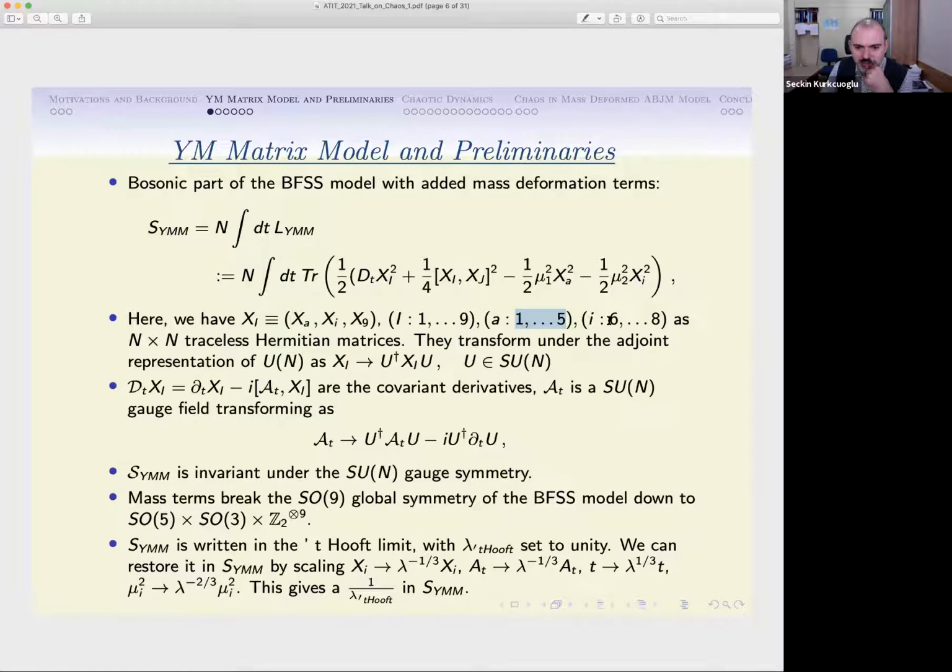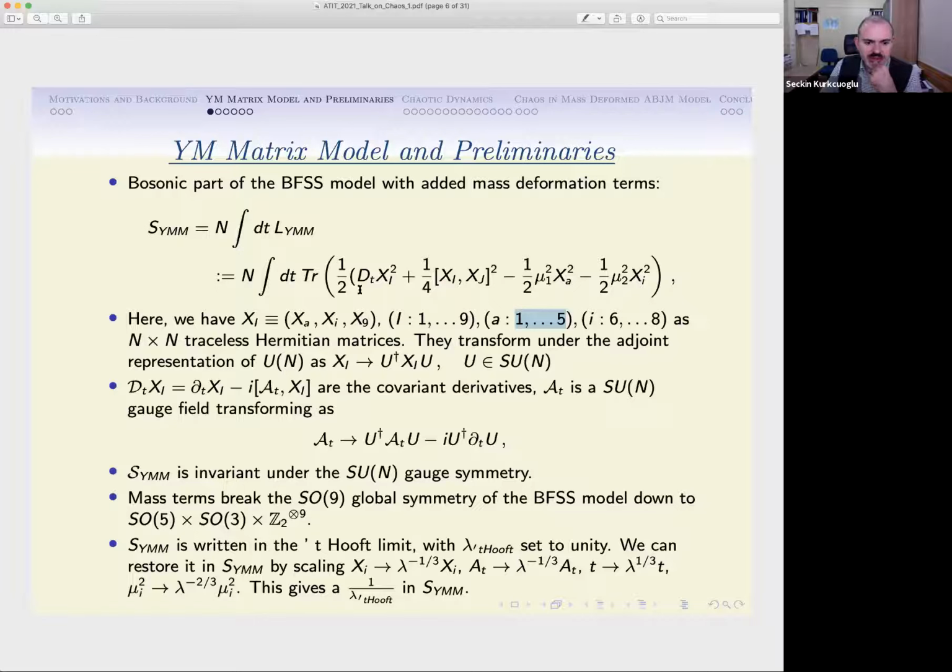This small i is 6, 7, and 8. So there, I don't need the triple dots here, 6, 7, and 8. And there's an x9, which at some point we will set equal to 0. That direction will be frozen. That won't be of any concern to us.